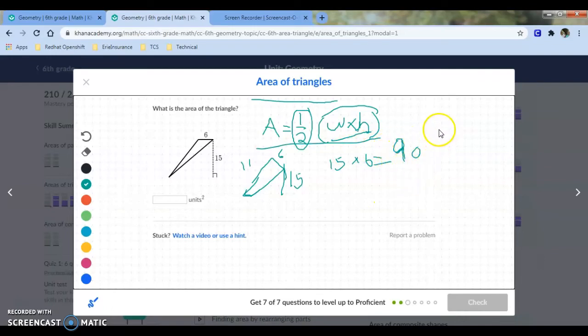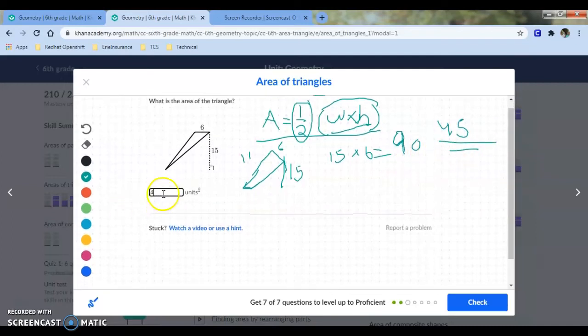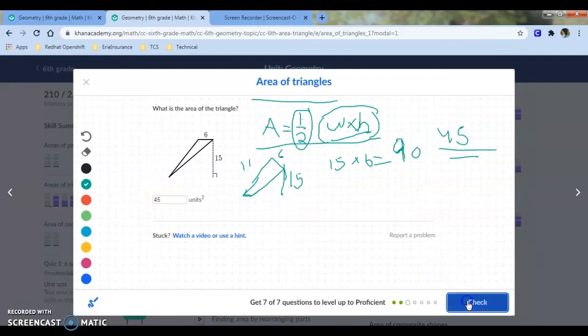So 90 by 2 equals 45. So it's the answer. You just have to divide the multiplication by 2 and you get the answer. See?